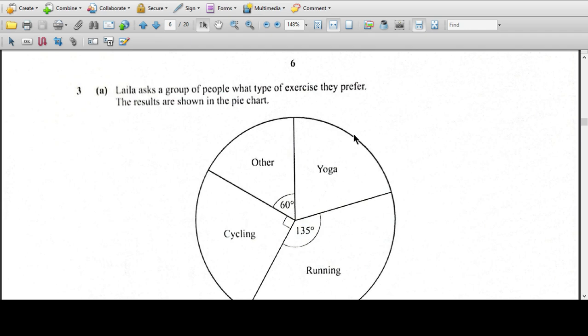Now question number 3. Layla asked a group of people what type of exercise they prefer. The results are shown in the pie chart.